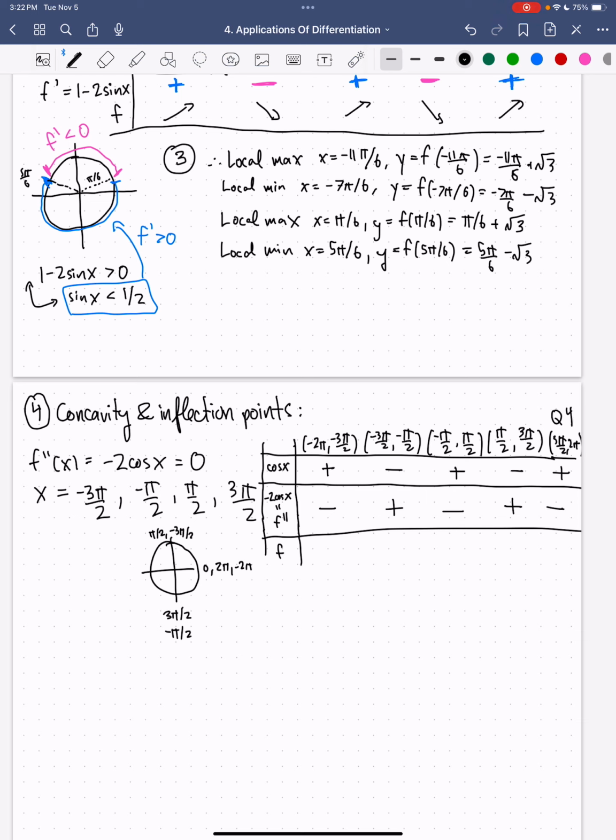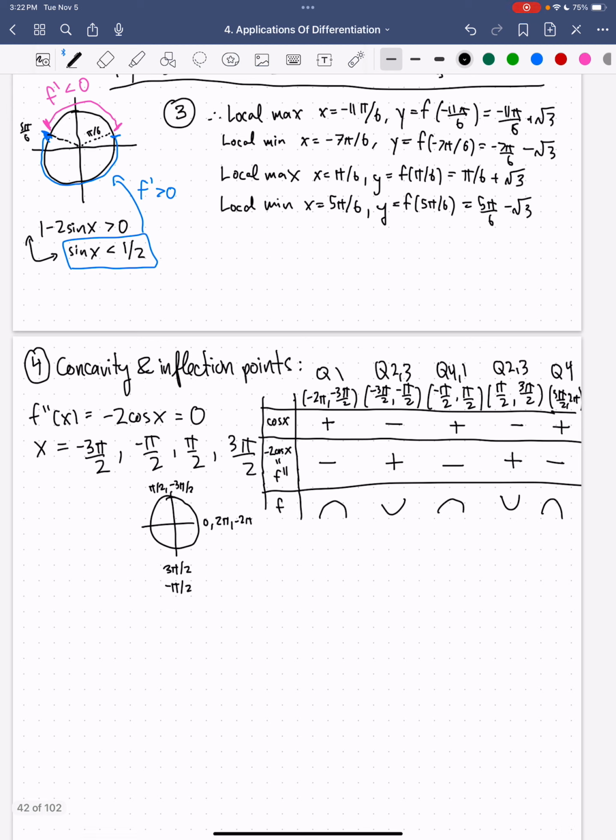So that's quadrant 4. Maybe I'll write these in just because that's kind of helpful. So this is quadrants 4 and 1. This one was quadrants 2 and 3 again. And this is quadrant 1. Okay, cool. So now that we have that, we can say then that f is concave down in quadrant 1, concave up, and then it's concave down, and then up, and then down again.